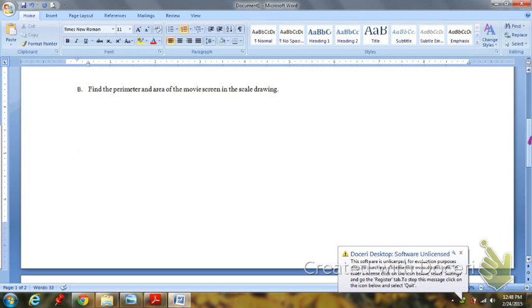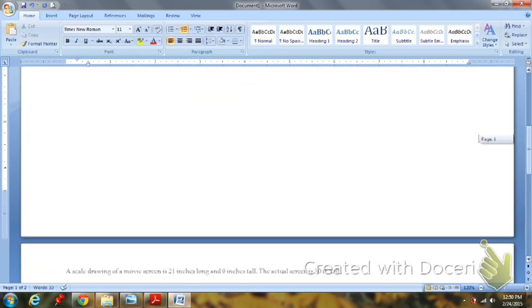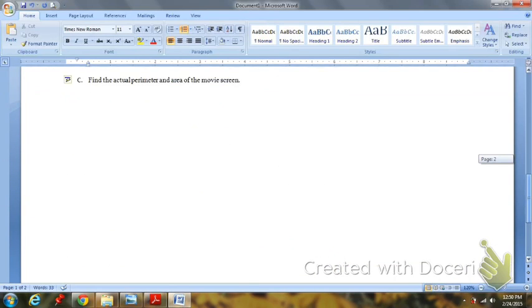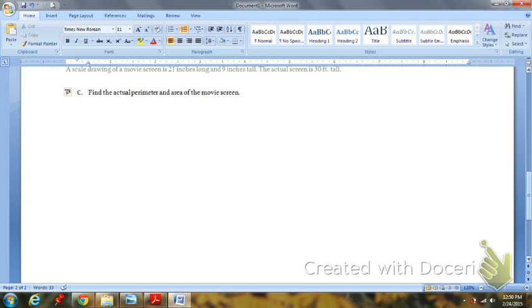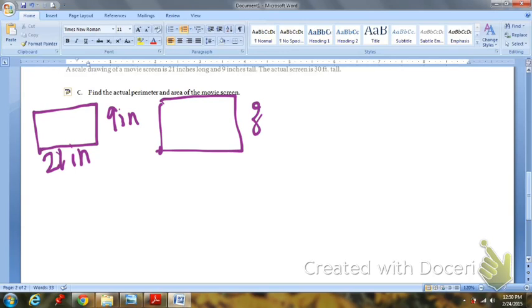So now we will move to part C, which says find the actual perimeter and area of the movie screen. Now we can still see our question right there at the top. So let's redraw our pictures again. So now we have the 21 inches, 9 inches, and then this time we're going to draw our actual again, and this is 30 feet. Okay, so now we don't know what this side is, so that's what we need to find.